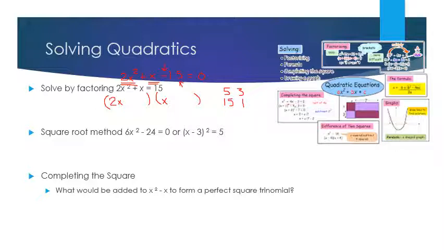So I think I'll head for my 5 and 3. And yes, there's a little bit of guess and check in here. If I put my 5 here, for instance, and my 3 here, I know that my middle term will be determined by combining my outside terms when I FOIL and my inside terms.